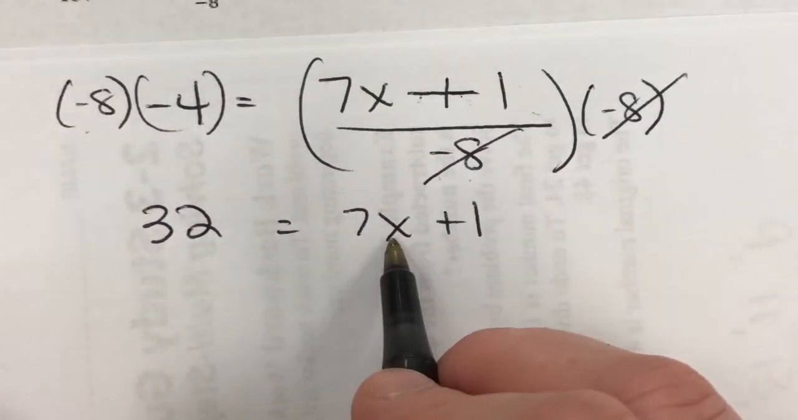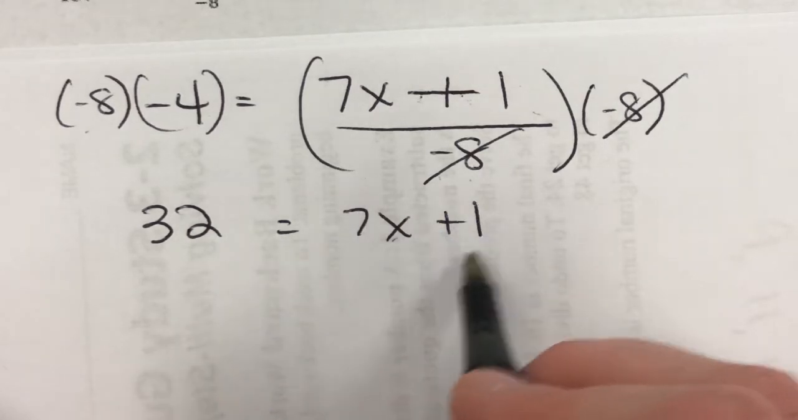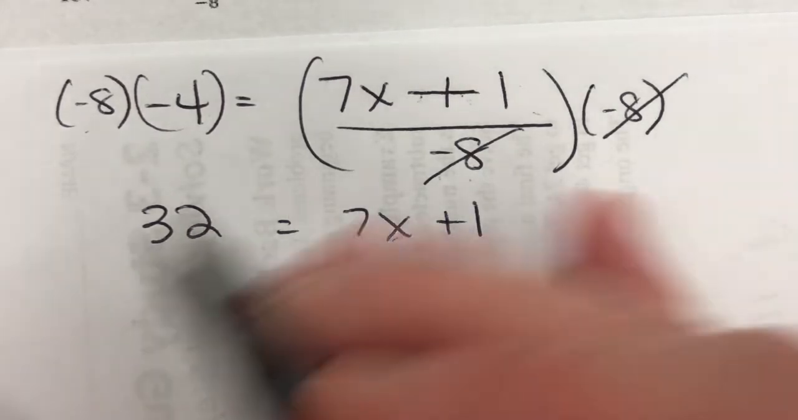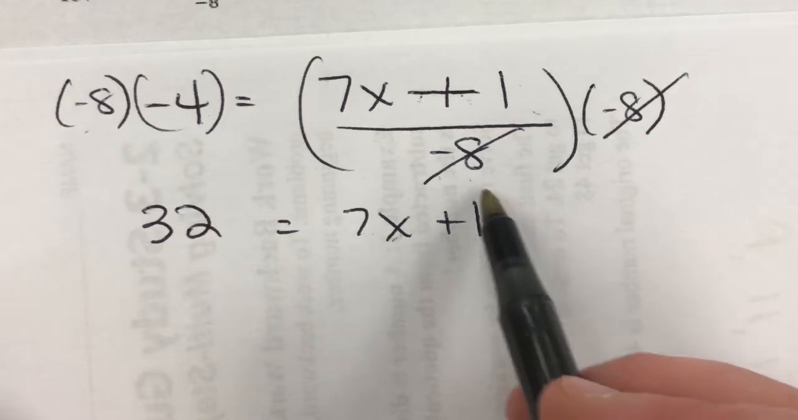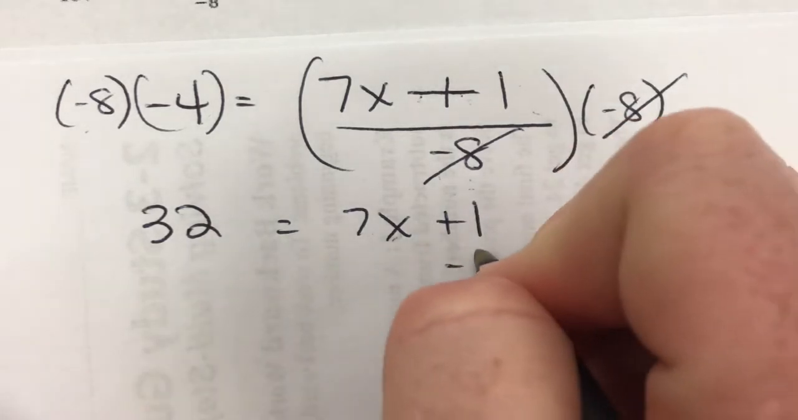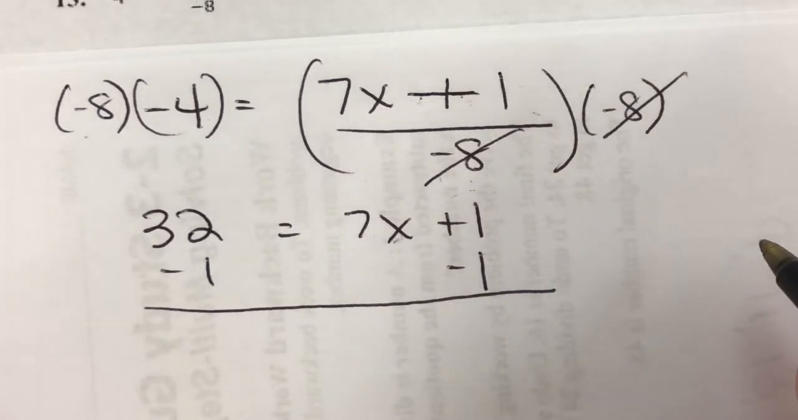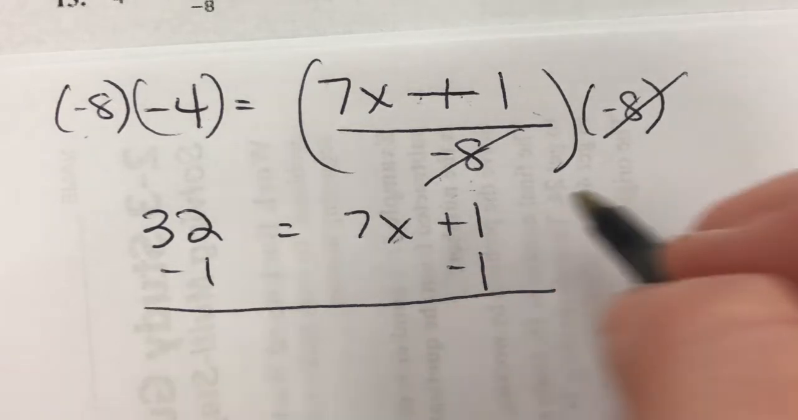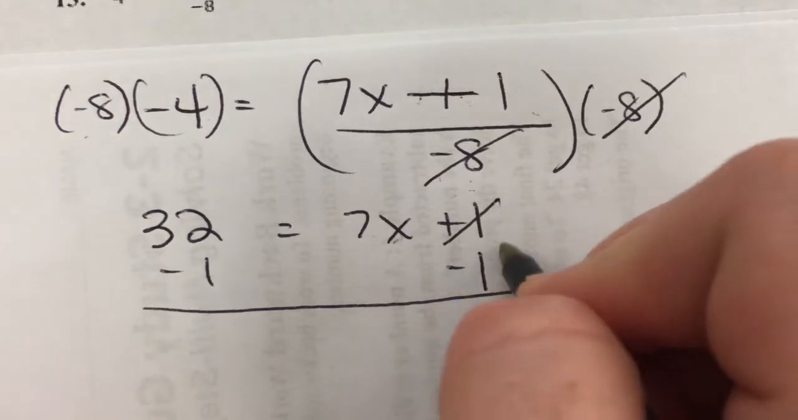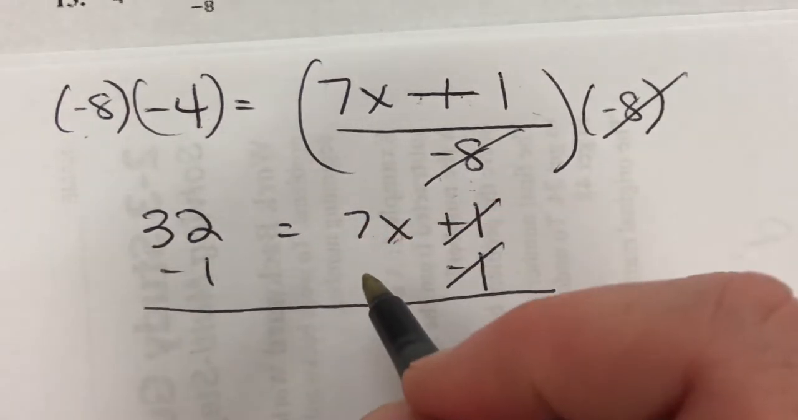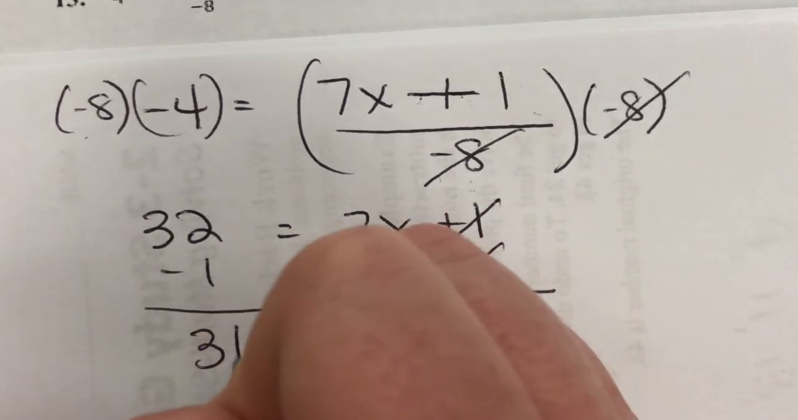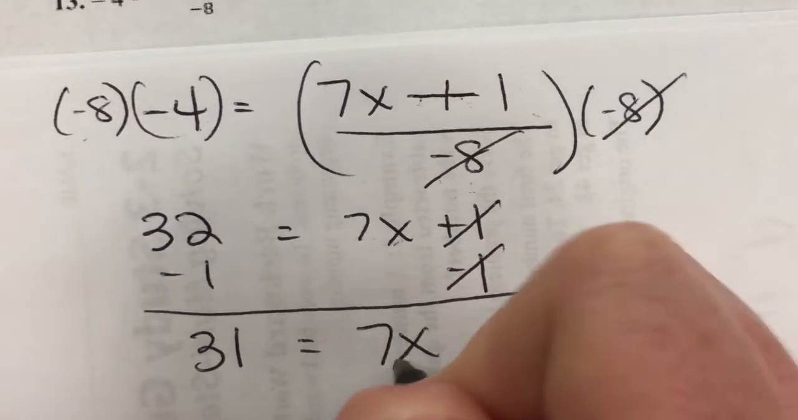Now, here's x. I have to get rid of a 7 and a 1. The 7 is touching x, so I'm going to leave that alone right now. I'm going to get rid of this plus 1. So I'm going to subtract 1, subtract 1. 7x plus 1, negative 8 times negative 8, 32. Yeah, I don't know, I'm gonna get a fraction. These go away. 32 minus 1 is 31 equals 7x.